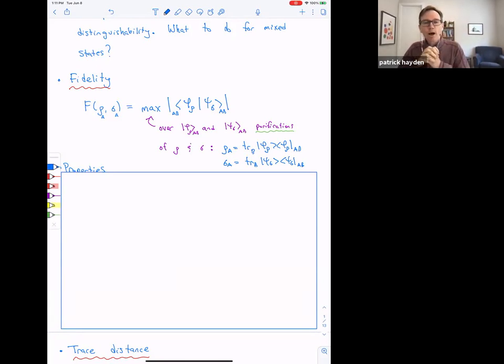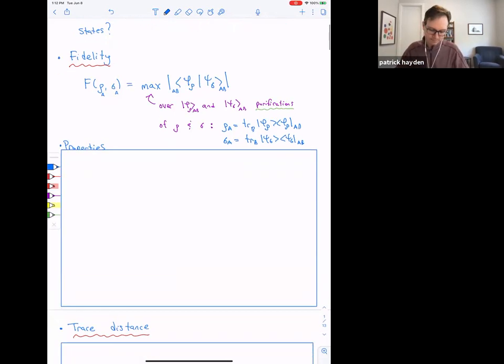And you might ask, well, why the maximum instead of the minimum? If you make it the minimum, you can always make the states orthogonal just by putting two orthogonal states inside the B system. And so the appropriate notion, the useful notion here is to maximize.